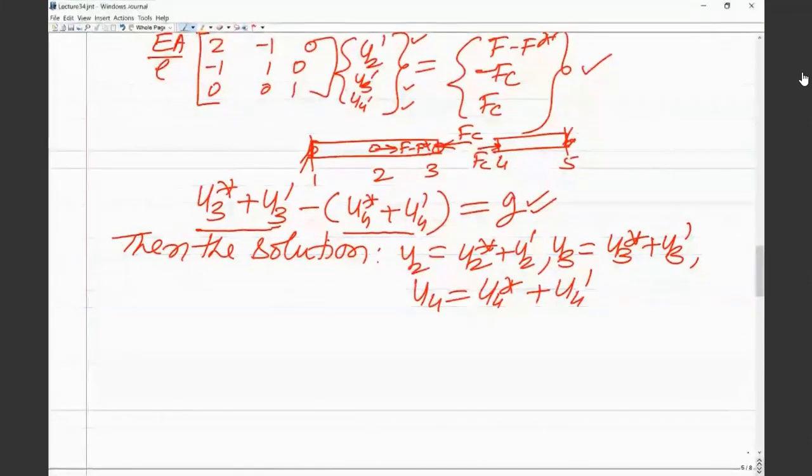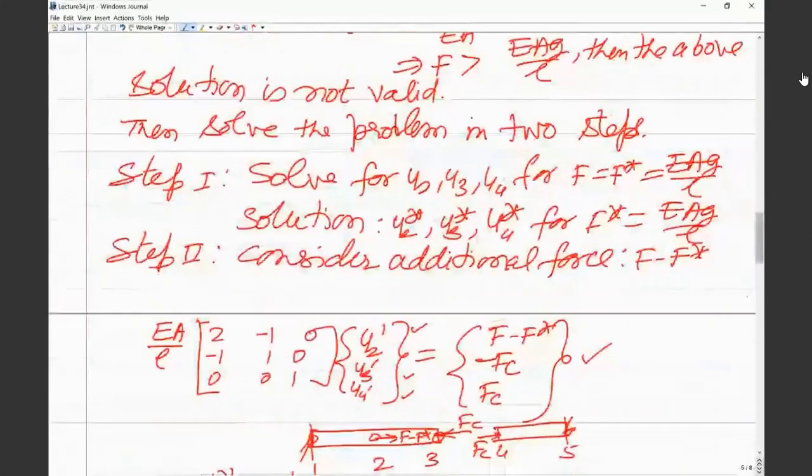Sir, in the first case also we are applying F. Yes, we are applying F, but as I said first, initially I said the gap is open, so obviously F is less than or equal to F star.